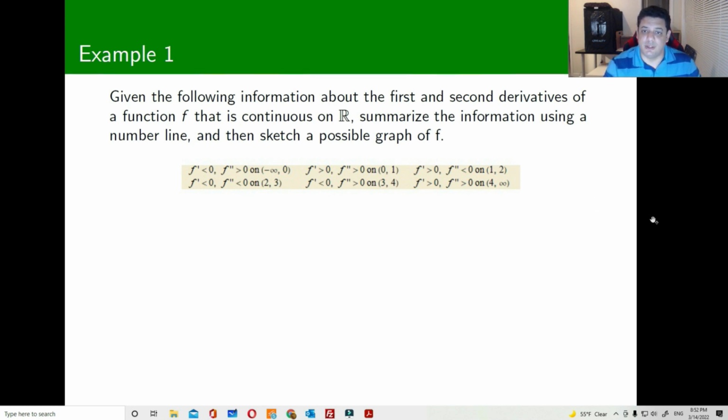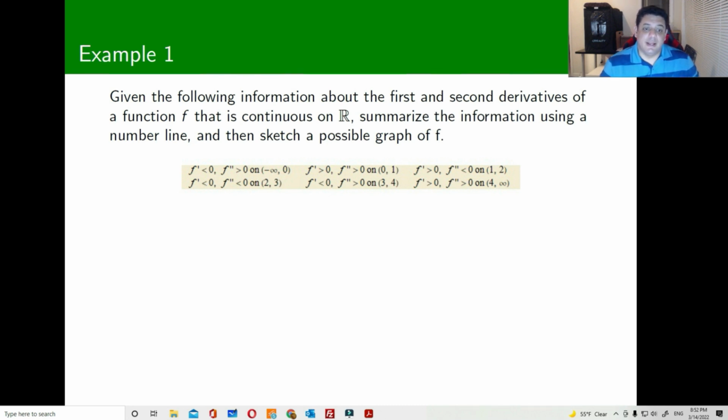Given the following information about the first and the second derivative of a function that is continuous on R, let's summarize the information using a number line, or a real line, and sketch the possible graph of it. So first, notice that f prime is less than 0, or negative, and f double prime is positive on minus infinity to 0. Notice that that's saying a lot of things. This is saying in minus infinity to 0, the function is decreasing, but at the same time is also concave up.